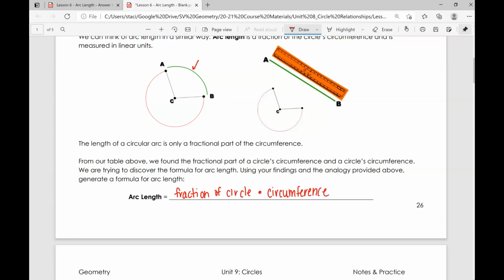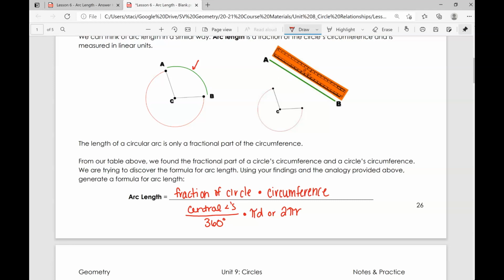Another way to think about it too is that we were essentially looking at our central angles. So we were taking our central angles out of 360 degrees, because that's how many degrees are in a circle total, times the circumference. So when we think about circumference, we were using pi d or 2 pi r. You could decide which of these you prefer. Now the true arc length formula tends to use 2 pi r, but if y'all prefer pi times diameter, you can certainly use that when you go to calculate arc length.